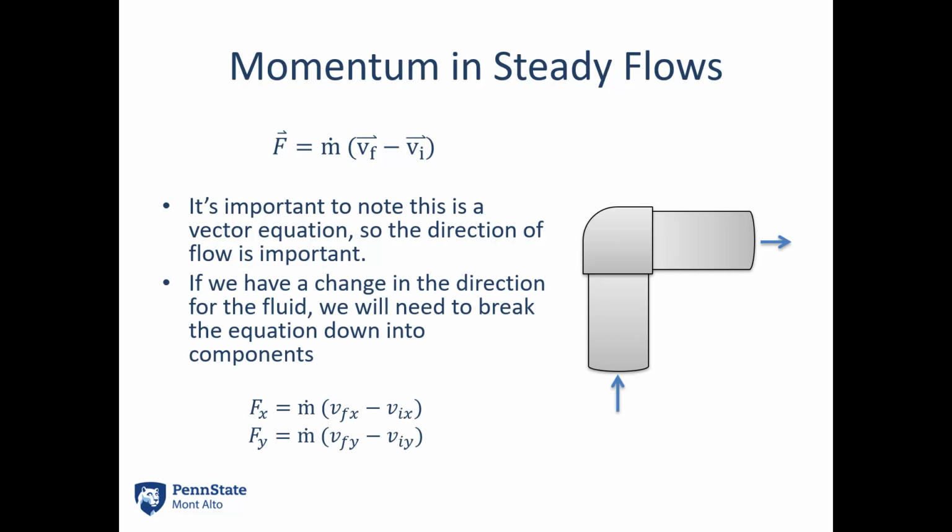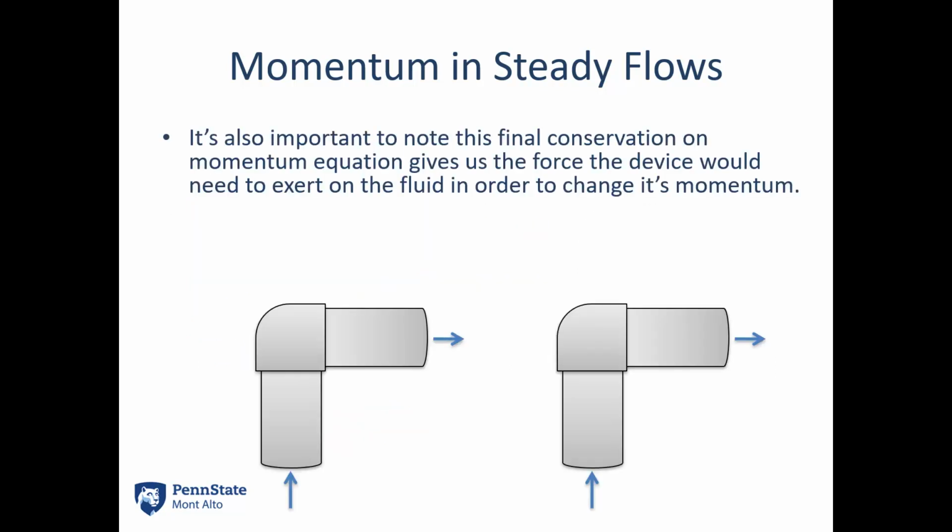And when we have this, we need to basically break down our equation into components. So the force in the x direction would be mass flow rate times the change in velocity in the x direction. Force in the y direction would be the mass flow rate times change in velocity in the y direction here. All right, so it's also important to remember the final conservation of momentum equation gives us the force the device would need to exert on the fluid in order to change its momentum.